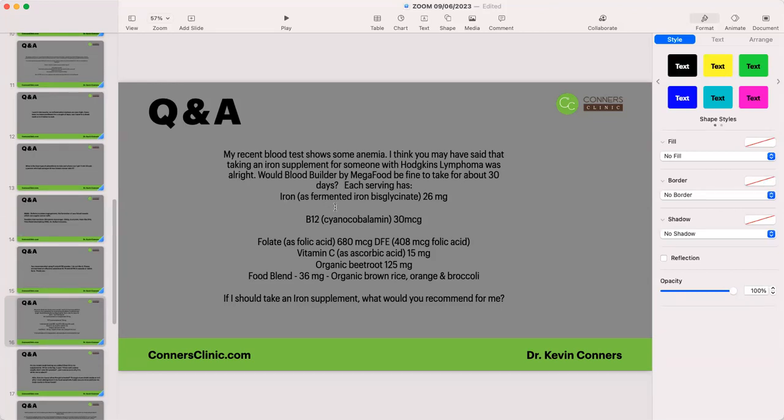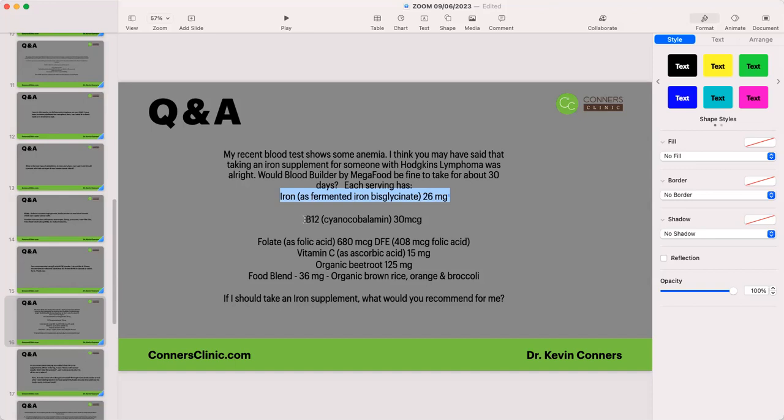Okay, so iron as fermented iron bisglycinate. Good. That means it's a double bond to glycine, so that's a good form of iron right there. It's a whole food, good form of iron.